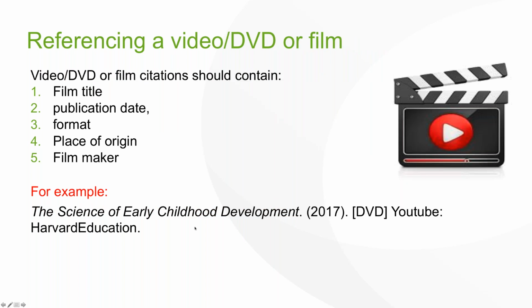You can also reference a video, a DVD, or a film. And these citations should include the film title, the publication date, the format, the place of origin, and the filmmaker. So, for example, we have The Science of Early Childhood Development, 2017. It's a DVD via YouTube, and it was done by Harvard Education.